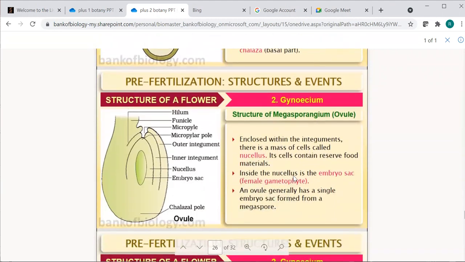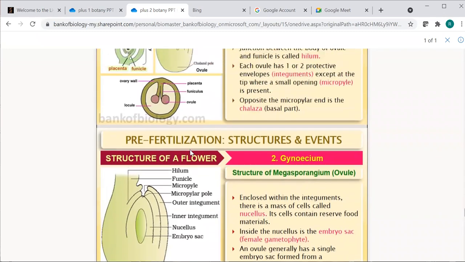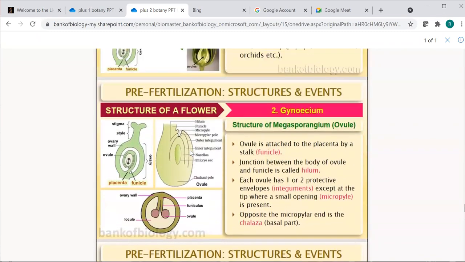So inside the nucellus is the embryo sac, which is the female gametophyte. An ovule generally has a single embryo sac formed from a megaspore. Okay. This is the hilum. What did we study about the hilum and funicle? You will revise again.